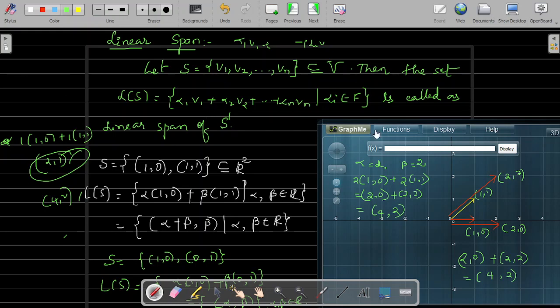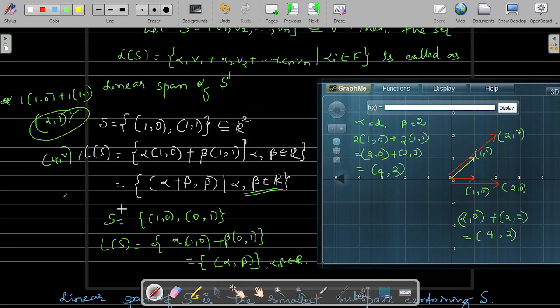So the collection of all those vectors which are linear combinations of the given n vectors will give you the linear span. The linear span of these two vectors is nothing but (alpha plus beta, beta), where alpha and beta belong to R. This is how to represent the linear span.